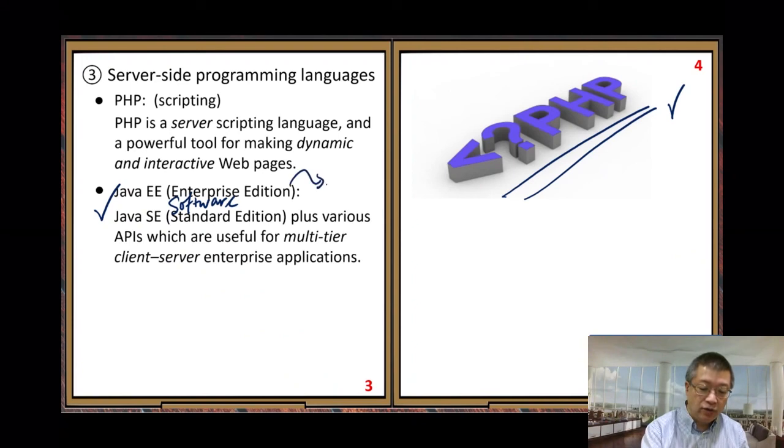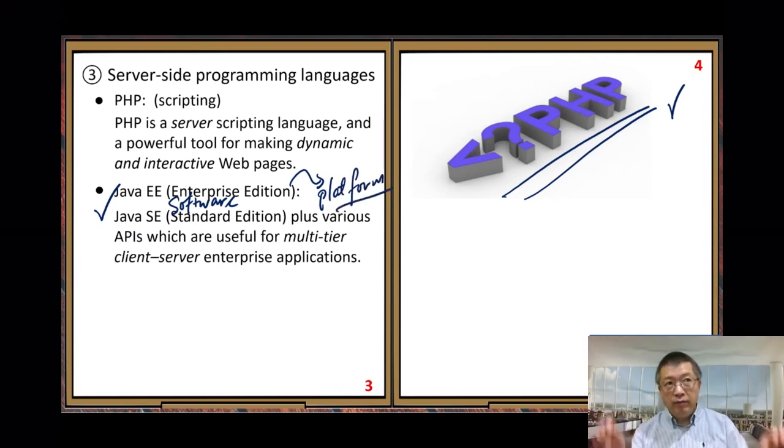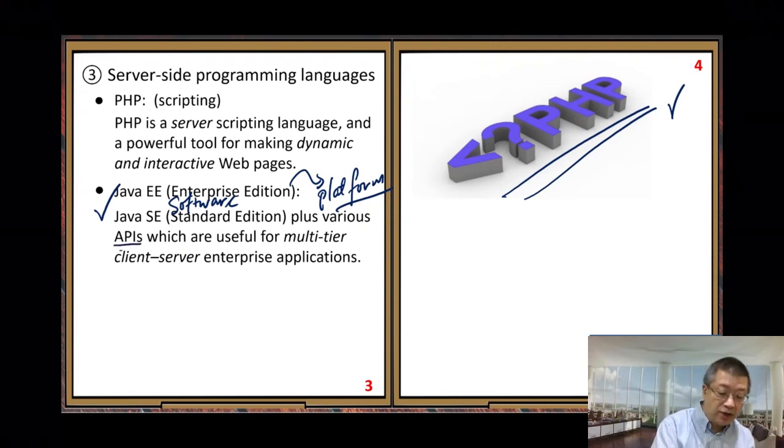Because it is so big, we call it a platform. On that platform, we plug in many different Java technologies, Java web technologies. So various APIs, useful for multi-tier client-server enterprise applications. So that's Java EE.